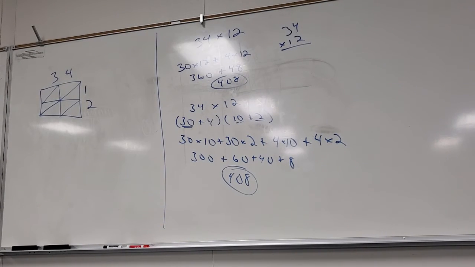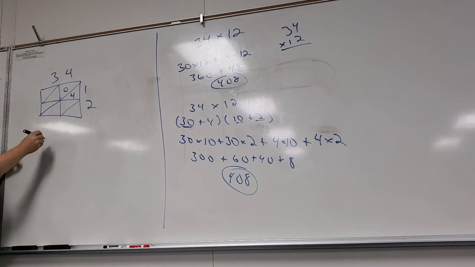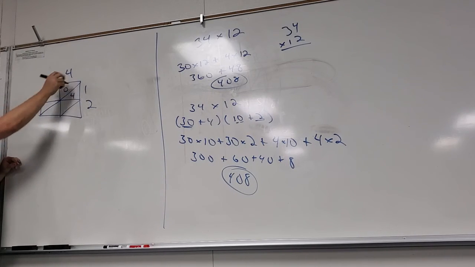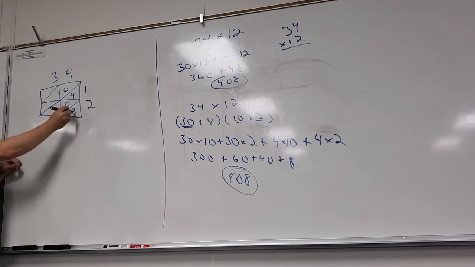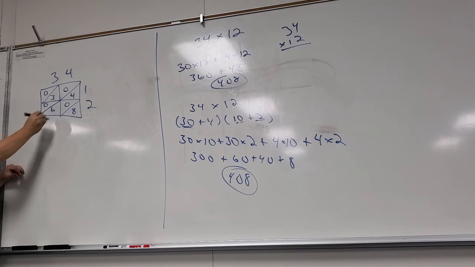So like, how would you figure out what goes here when you do 2 times 2? Okay, so this is 1 times 4. Isn't that 04? What's this? 2 times 4? 0.8. So what's this? Yeah, 0.3. And then what's this? 0, 6. I like it.